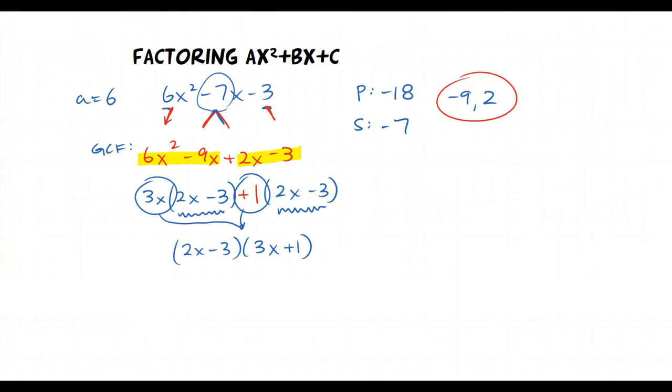Now if this had been an equation with an equal sign, equal to 0, we would continue. We would set both of these factors equal to 0. Based off of the zero product property, we would get two solutions here, and our problem would be done. Alright, so that's a brief review of factoring with a lead coefficient of 1 and not 1.